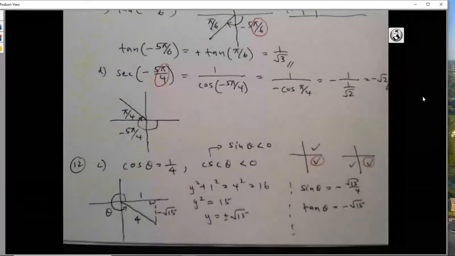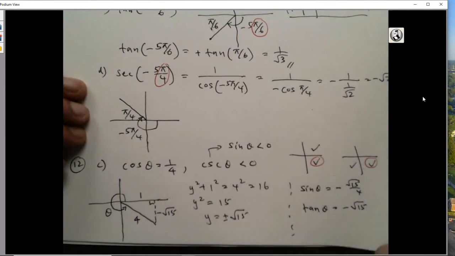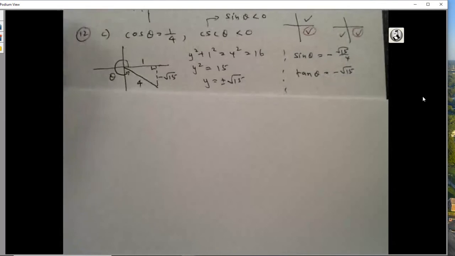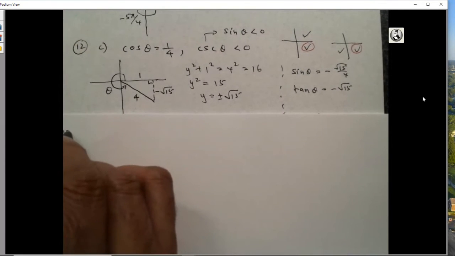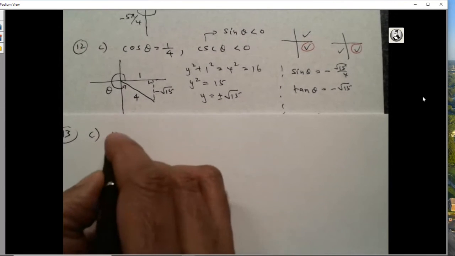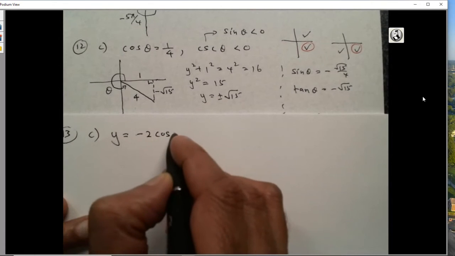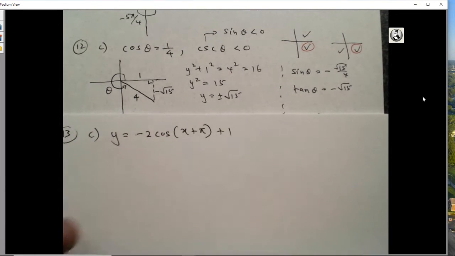Question number 13. Question number 13 is about graphing sine and cosine. Okay, so let's try to do one of them. So for example, what is the graph of y equals negative 2 cosine of (x plus pi) plus 1?